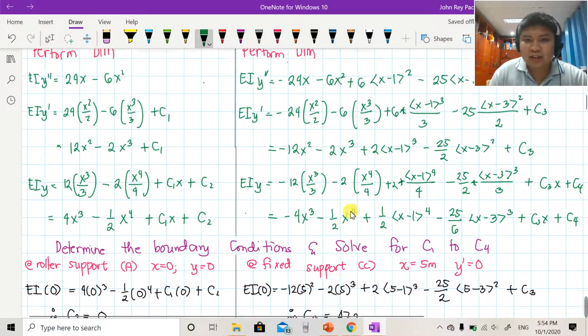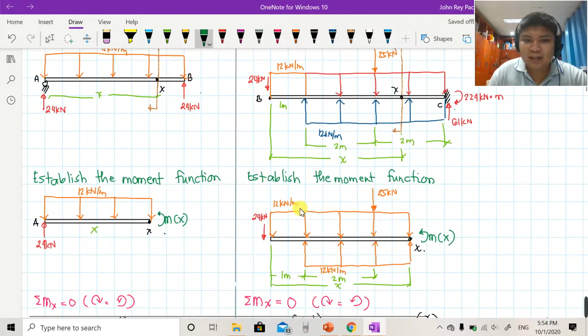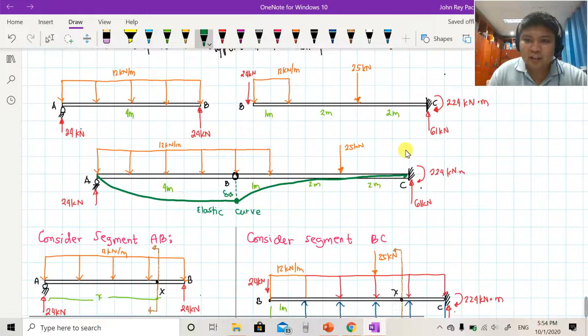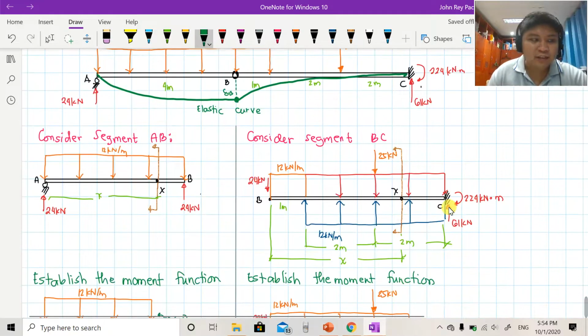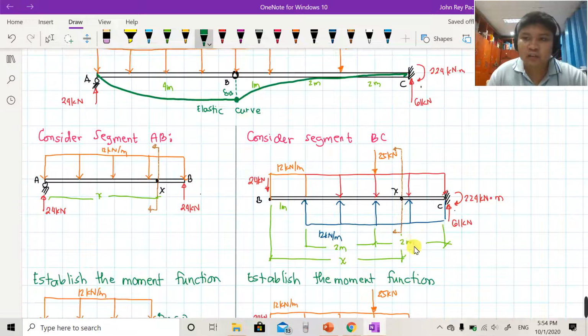Next, class, we go to our span BC. Now, we have a fixed support to consider, and that is at point C. Isn't it that for a fixed support, we consider two boundary conditions? So at point C, the slope is equal to 0. At the same time, the deflection is equal to 0.